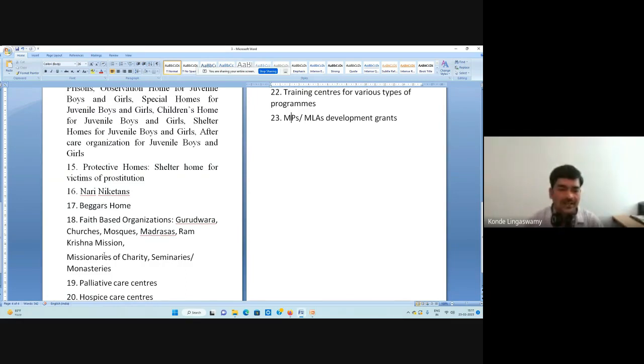Christian people who are practicing Christianity are providing some charity-based activities, in churches like mosques and madrasas and temples. In India, Ramakrishna Mission and ISKCON are doing a good job in providing some material goods.